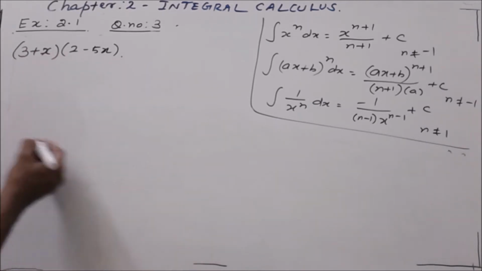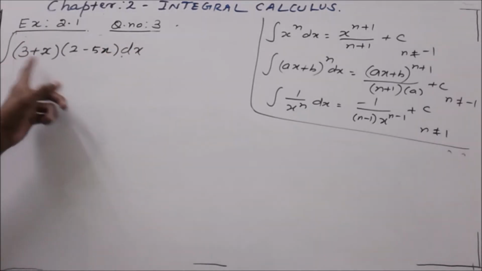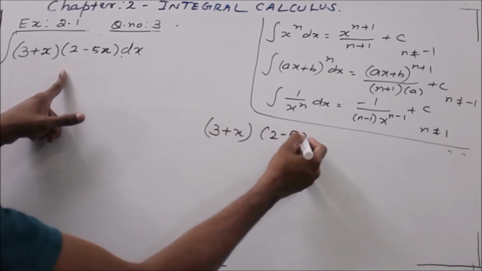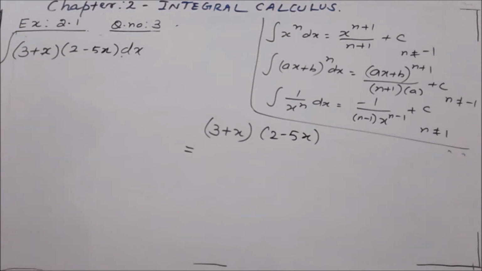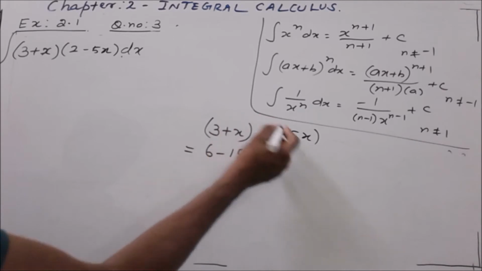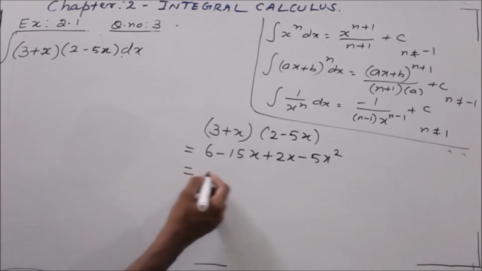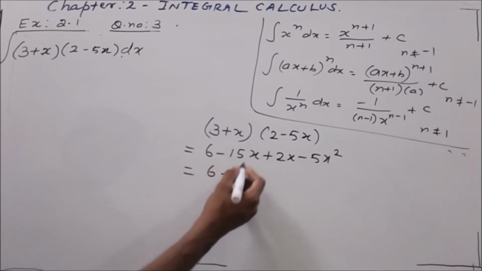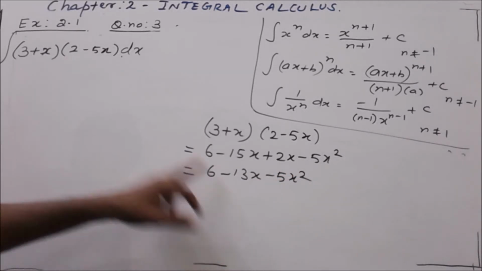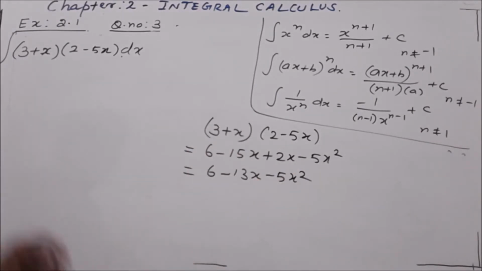So in those cases, we should multiply the different functions and combine them into a single function. Before integrating, we should multiply the two terms (3 + x)(2 - 5x). 3 into 2 is 6, 3 into -5x is -15x, x into 2 is 2x, and x into -5x is -5x². Simplifying, we have 6 - 13x - 5x². Now replace (3 + x)(2 - 5x) with 6 - 13x - 5x².